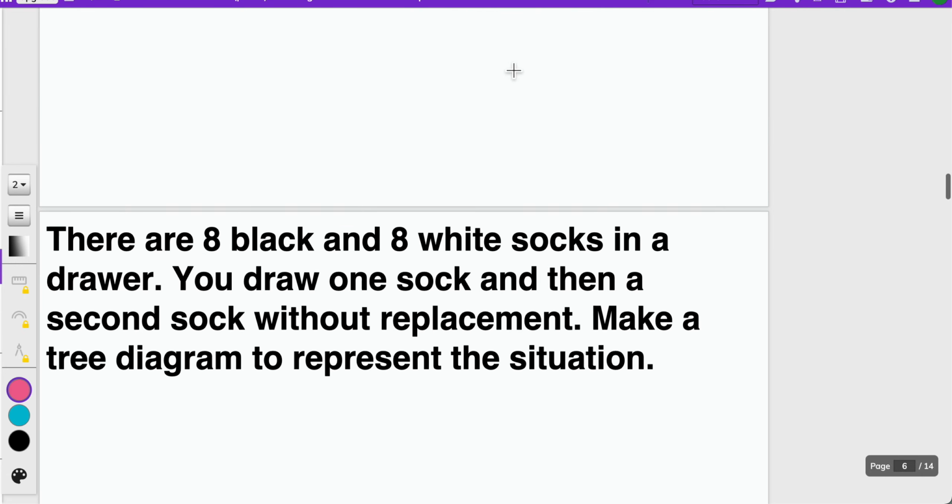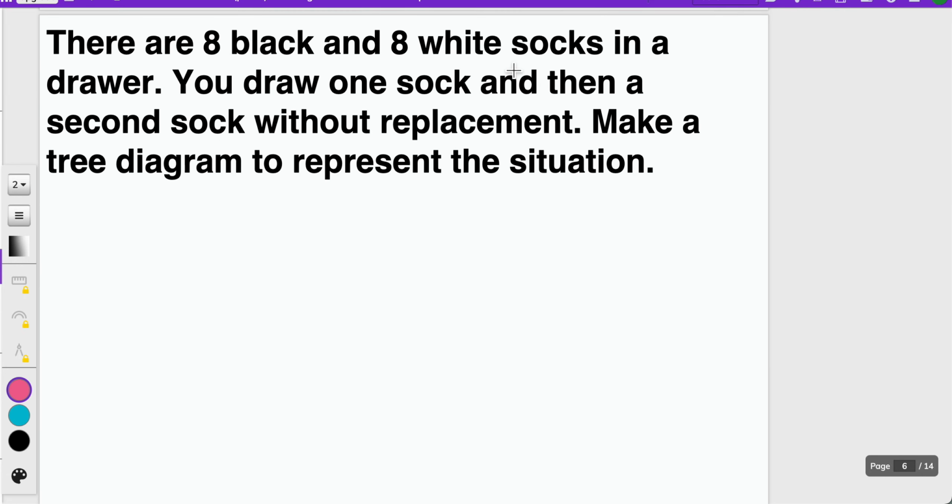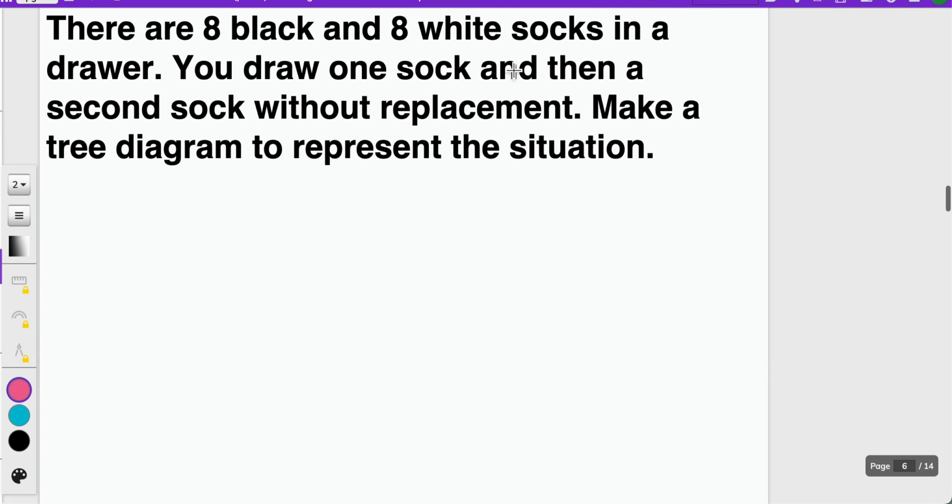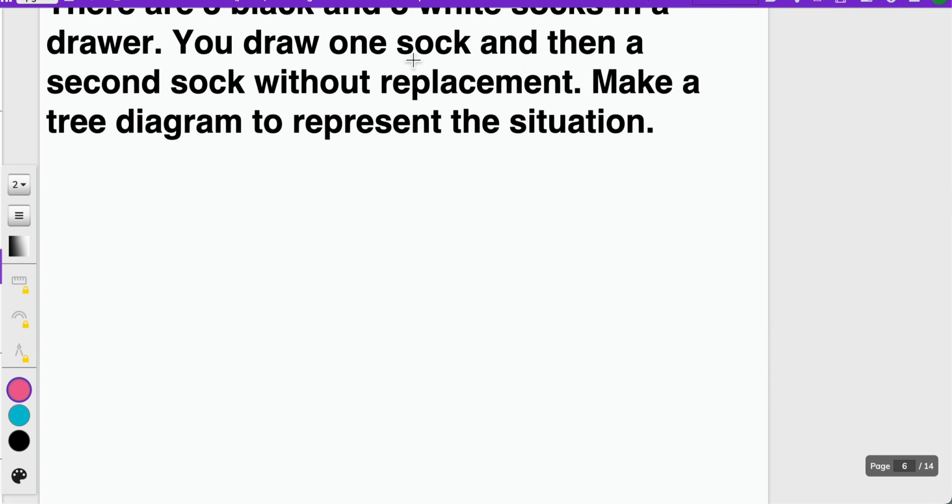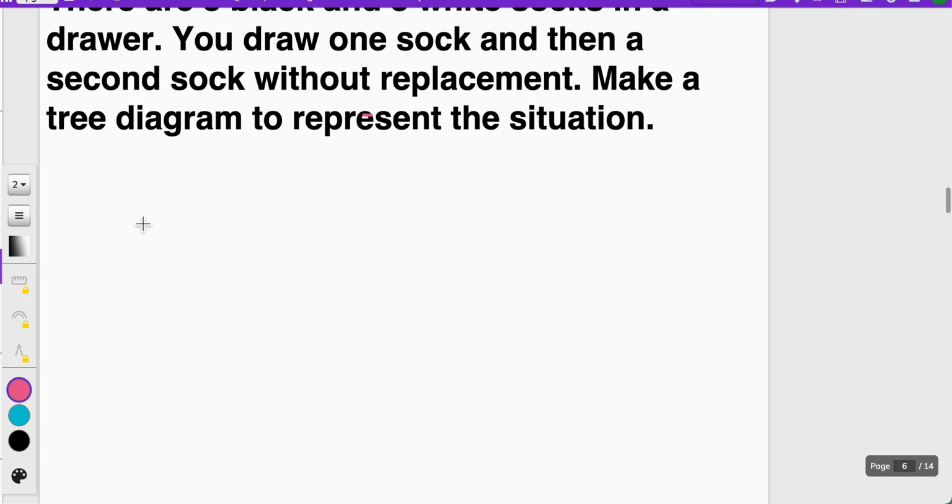An example of conditional probabilities is this. There are 8 black socks and 8 white socks in a drawer. You draw one sock and then the second sock without replacement. Make a tree diagram first to represent the situation. So the first thing we're going to do is decide. When we first decide to draw a sock, we can either choose a black one or a white one, right?